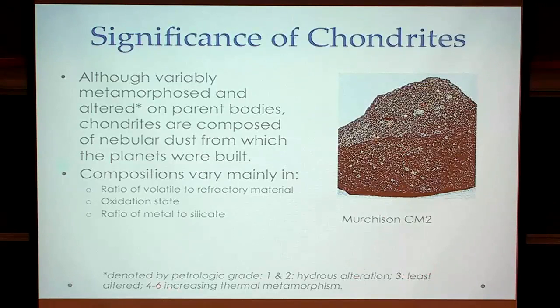And then 4 to 6 indicates increasing thermal metamorphism. But again, they are composed of nebular dust, the raw materials from which planets are built. The compositions do vary. This is why we have a variety of classes of chondrites. By the way, probably each class represents a single parent body. They vary primarily in the ratio of volatile to refractory material, in oxidation state, and in the ratio of metal to silicate.